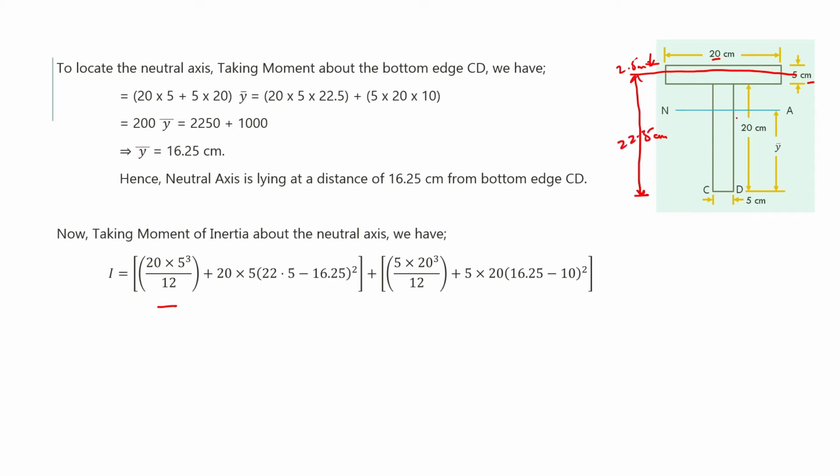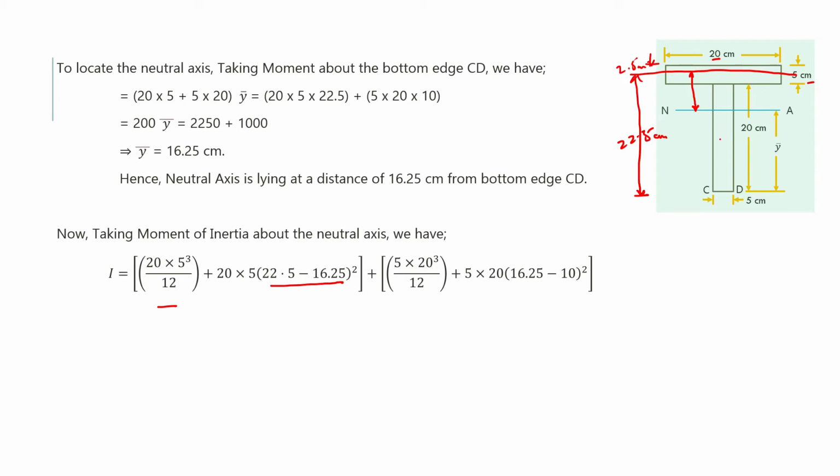centimeter, and the distance of the neutral axis from the bottommost point CD is y bar. So the distance between these two, means the centroidal axis from the neutral axis, will be equal to 22.5 minus y bar. So this is 22.5 minus 16.25 centimeter. So here we are using the same parallel axis theorem and putting the values.